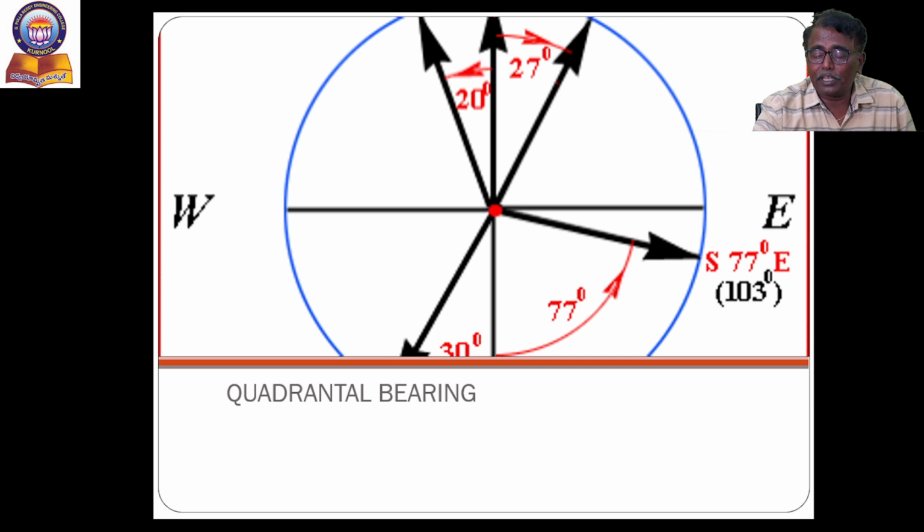So in the case of a quadrantal bearing system, the reading will be written like this. For example, south is the reference axis, moving towards east. So 77 degrees east, south 77 degrees east. So the quadrant will be mentioned here and the bearings are given in between the quadrants, south to east. So the direction is mentioned here, south to east.